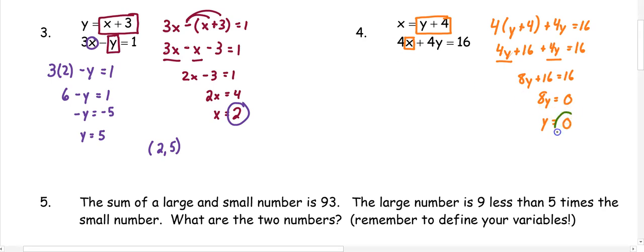And then we need to substitute to get x. So I'm going to substitute back into the first equation. x equals 0 plus 4, which means x is 4. So our ordered pair would be 4, 0.